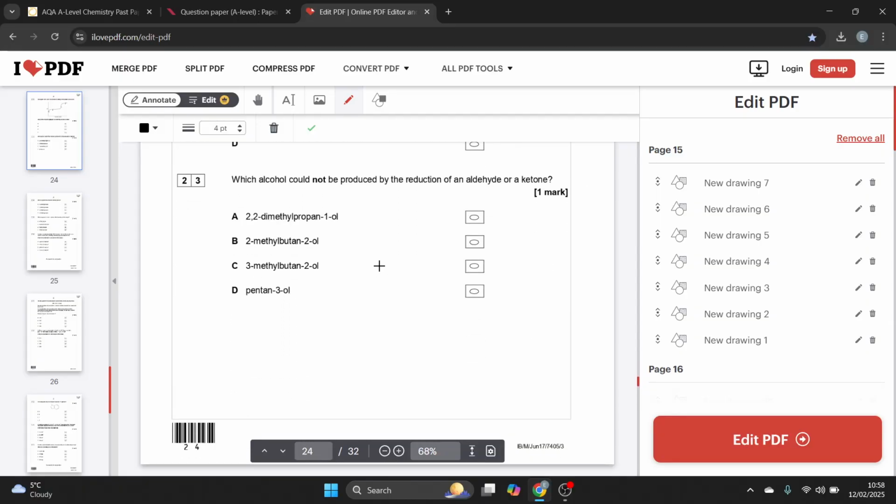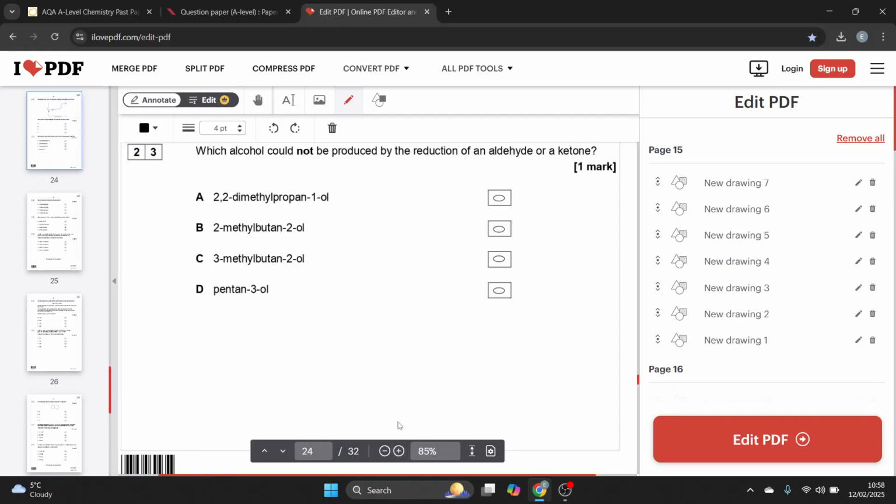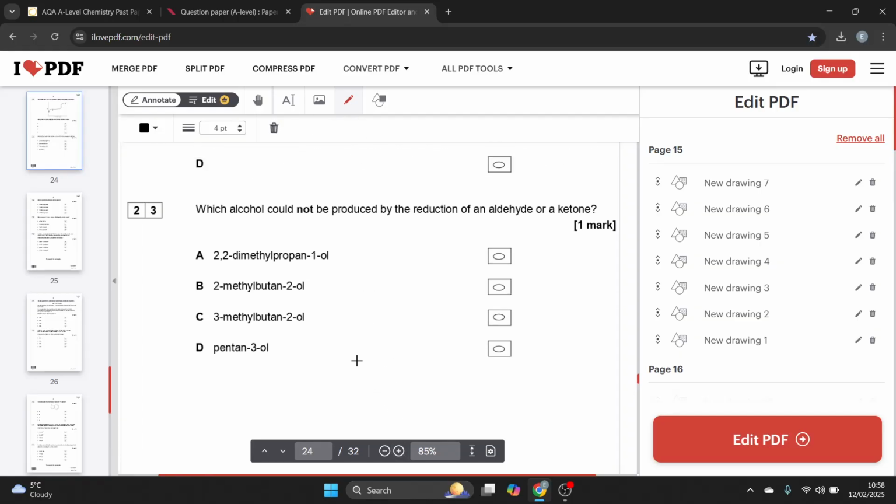Question 23: which alcohol could not be produced by the reduction of an aldehyde or ketone? So reduction of a ketone gives a secondary alcohol, reduction of an aldehyde gives a primary alcohol. So the kind of alcohol I'm looking for is a tertiary alcohol. If I draw out B, 2-methylbutan-2-ol: methane, ethane, propane, butane, I've got an OH group on the second carbon. I've got a methyl group on the second carbon. Look what we have here, 1, 2, 3. That's a tertiary alcohol, so that could not be produced.